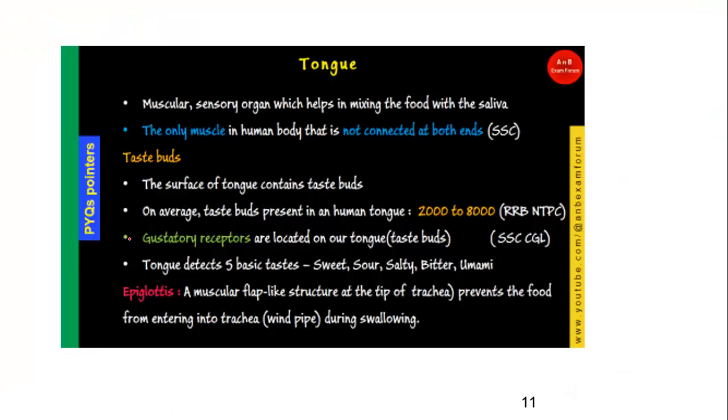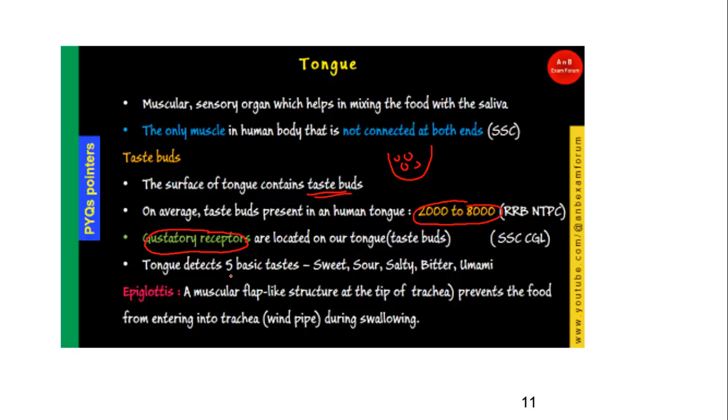As I told you, the tongue is basically that sensory organ which helps in mixing the food with the saliva. The tongue contains various taste buds, and the number is 2000 to 8000, and these are also known as gustatory receptors. If you have read, this is the tongue and these are the taste buds. On the taste buds, these are the gustatory receptors. You should be very thorough about this word gustatory. Like olfactory is for smell, similarly gustatory is for taste.